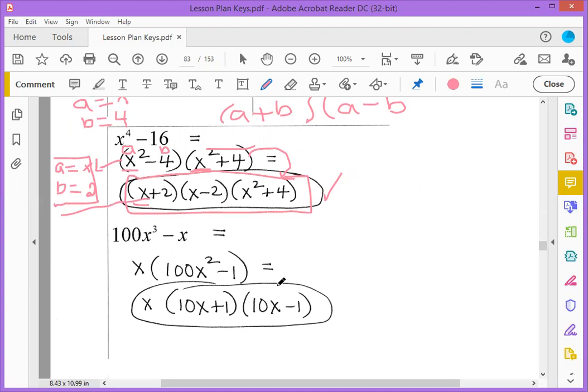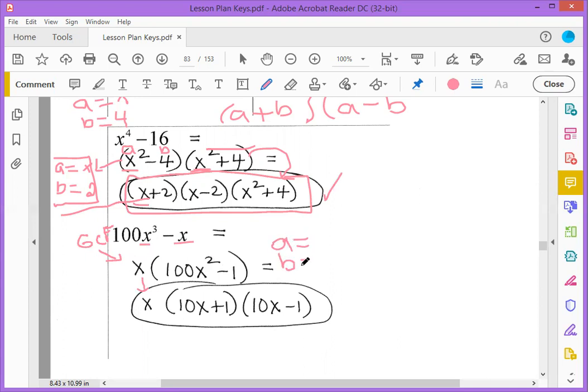All right, in the next example, we are going to wind up with a difference of perfect square terms, but first we have a GCF that we need to factor out. We have a common factor. We can factor x from both of these terms. And when we factor x from 100x cubed, we get 100x squared in parentheses. We factor x from the minus x, we get 1 in the parentheses. So we carry down this x, and 100x squared minus 1, that is a difference of perfect square terms.